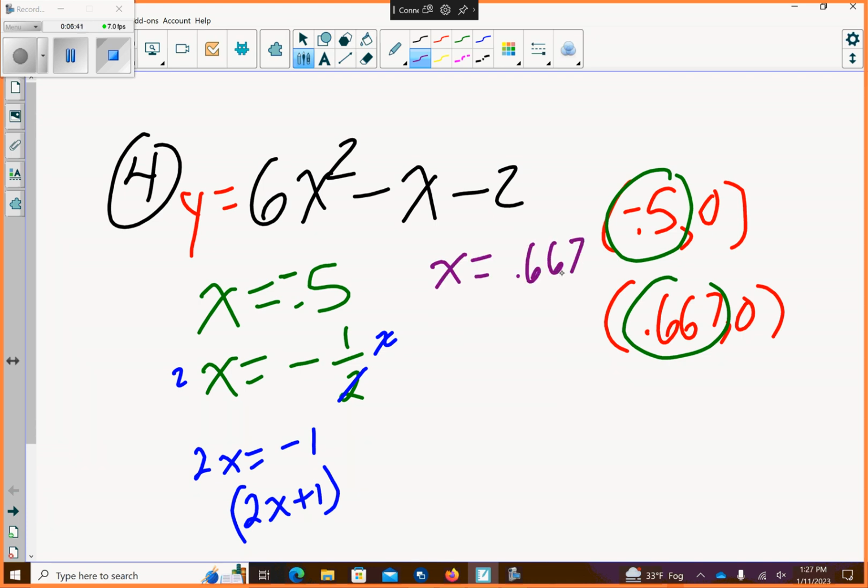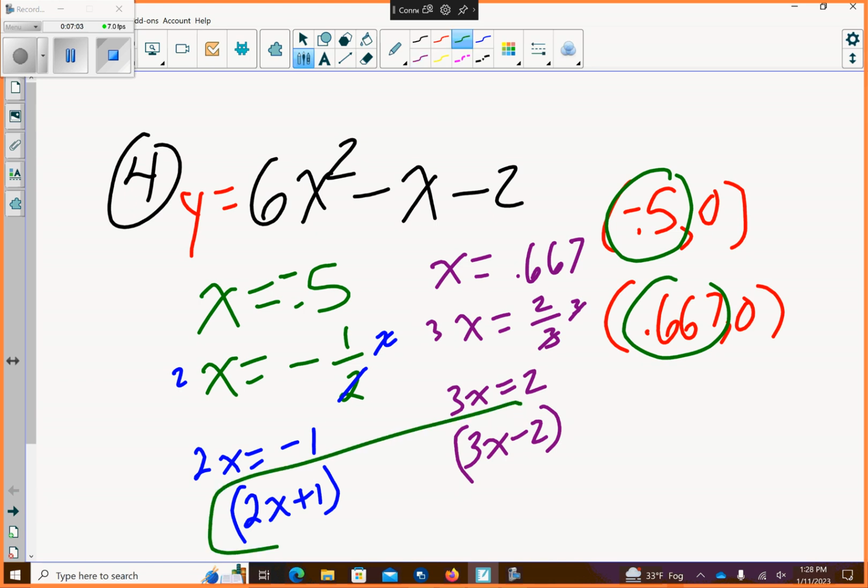And then my second binomial, we know that x equals 0.667. We have to realize that if they are rational zeros, that means that they would be able to be written as a fraction. So I have to realize that's the same as 2/3. Multiply both sides by 3 to cancel those. You get 3x is equal to 2. So 3x minus 2. So if I were to put these together, that's the FOIL stuff. Okay, that's the factored version.